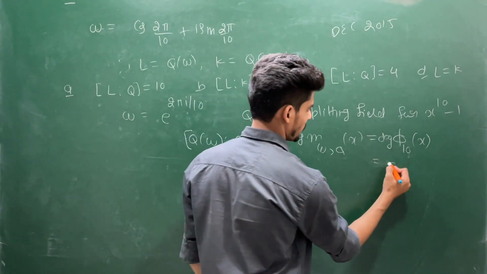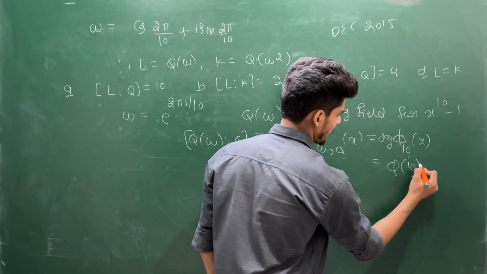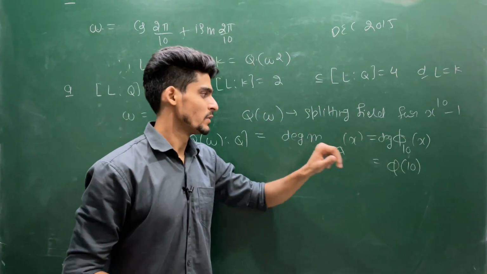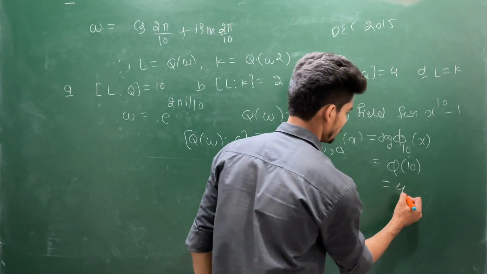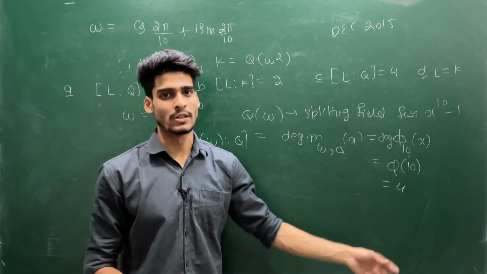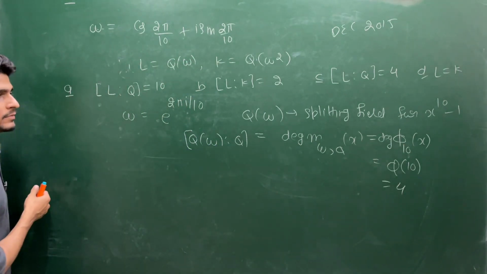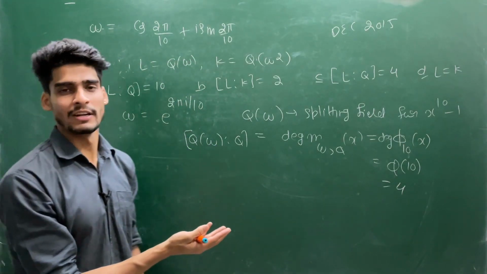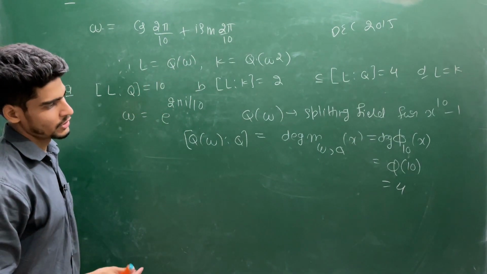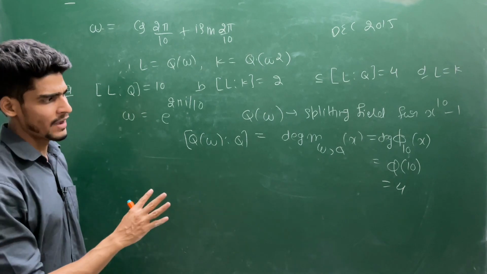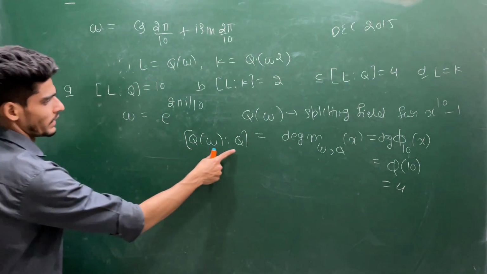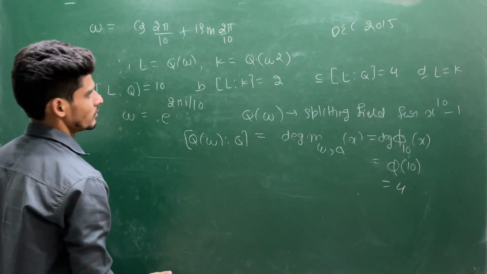This degree is nothing but phi of 10. This is the Euler phi function, and this is the cyclotomic polynomial. Phi of 10, if you calculate, you will get 4, because there are exactly 4 numbers which are relatively prime to 10 and less than or equal to 10. Those are precisely 1, 3, 7, 9. So Q(omega) has degree 4.